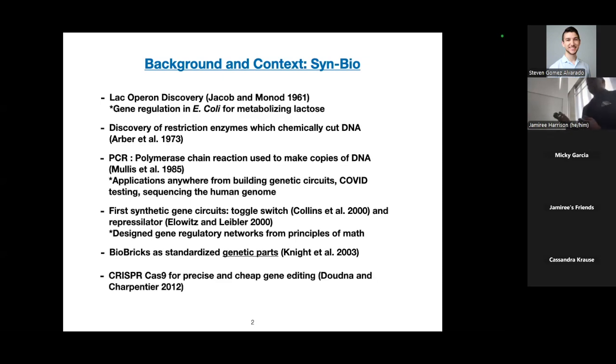And then more recently also, we have CRISPR, which is more gene editing focused. But essentially, I didn't do CRISPR in my projects. I use other assembly methods.